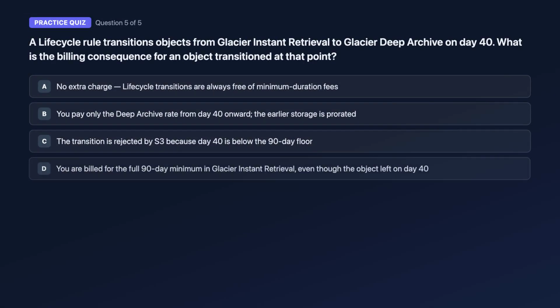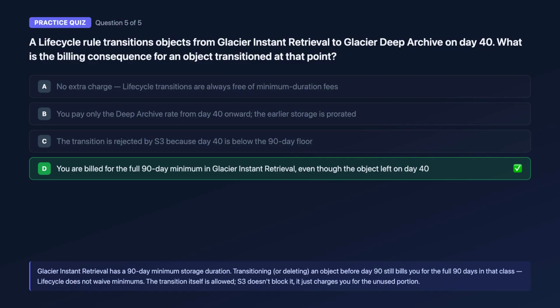Question 5. A lifecycle rule transitions objects from Glacier Instant Retrieval to Glacier Deep Archive on day 40. What's the billing consequence for an object that transitions at that point? A. No extra charge. Lifecycle transitions are always free of minimum duration fees. B. You pay only the Deep Archive rate from day 40 onward. The earlier storage is prorated. C. The transition is rejected by S3 because day 40 is below the 90-day floor. Or D. You're billed for the full 90-day minimum in Glacier Instant Retrieval, even though the object left on day 40. Lock in your answer before I give it away.